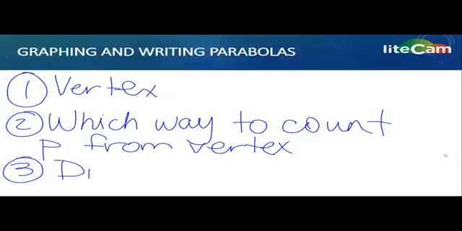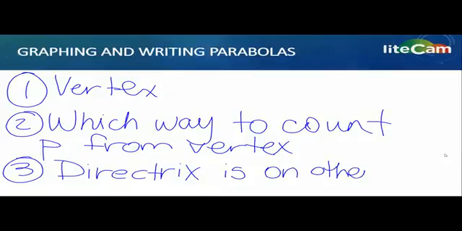Number three, your directrix. Where's your directrix? If you count in one direction for your p to find the focus, then you're going to count in the opposite direction to find your directrix. P is going to find your focus, which is a point. The directrix will be a line.